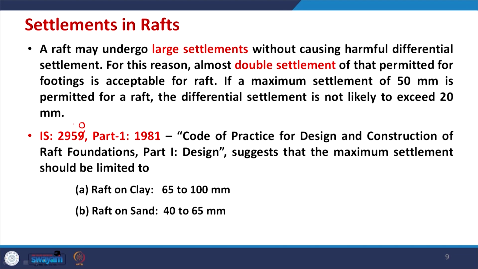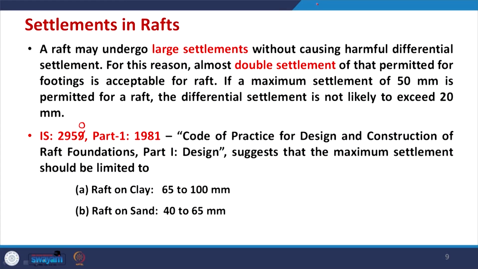So, this is the code on the raft, and it suggests that maximum settlement should be limited. For raft on clay, it could go up to 65 to 100 mm. Of course, the minimum value can be less, but normally it is in this range. For raft on sand, the range is 40 to 65 mm, but even if you have less than 40 mm there is no problem. So in case of clay, if you are using a raft, you can go as high as 100 mm total settlement, and for sand, 65 mm settlement is allowed.